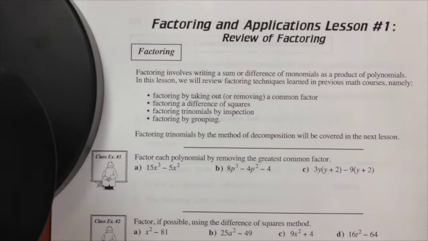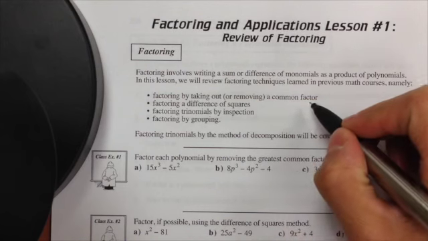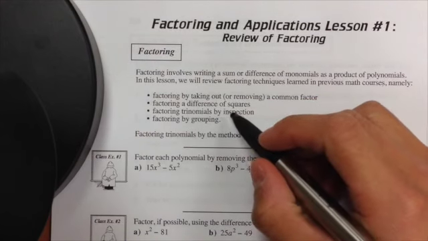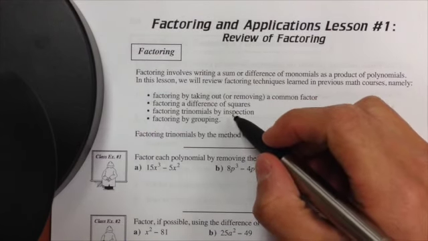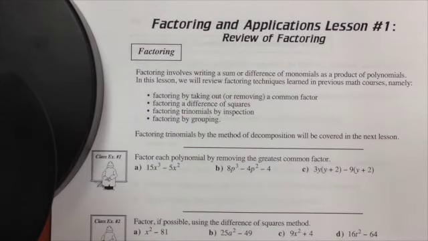So if you remember from grade 10, factoring is when you are given a monomial or polynomial as a sum or difference, and then you need to convert that into a product of a polynomial. So we're going to look at factoring by taking out or removing a common factor, factoring difference of squares, factoring trinomials, and then factoring by grouping.